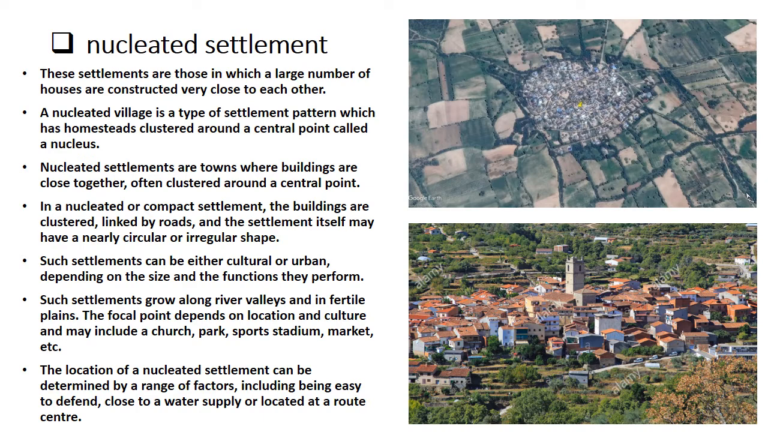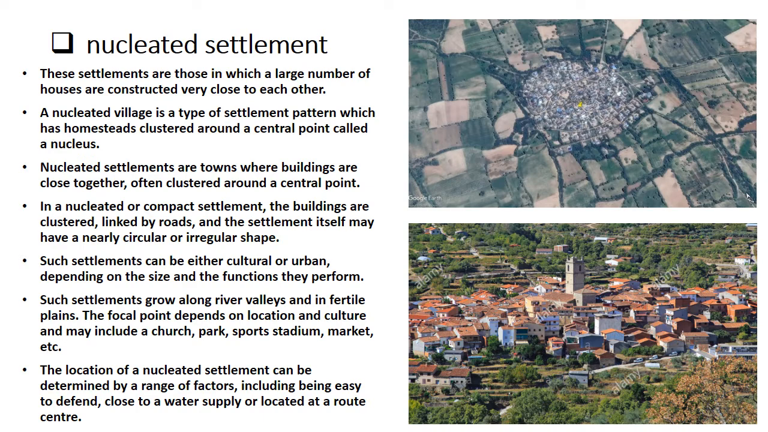Such settlements can be either rural or urban depending on the size and the function they perform. These types of settlements can be urbanized, can be ruralized, any type of settlement depending on the functions which they perform. If they are performing the functions of primary occupation, definitely it will be a rural area. If the functions performed are tertiary or secondary occupations, then it can be an urban area.